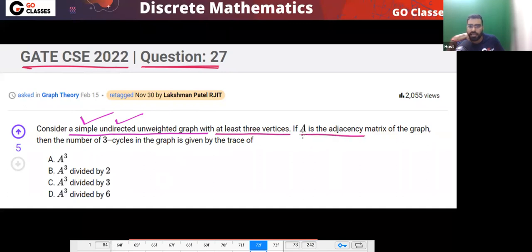A is the adjacency matrix of the graph. The number of three cycles in the graph is given by the trace of... So the answer will be trace of A cube divided by 6. The answer will be option D. Yes or no? Correct? Because you know this is an undirected simple graph.